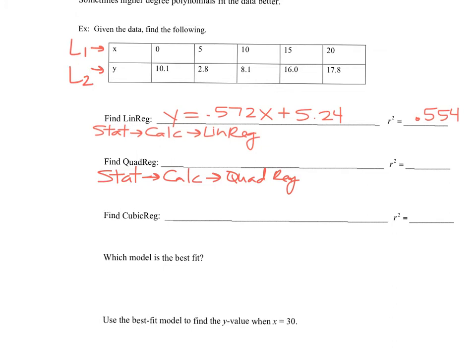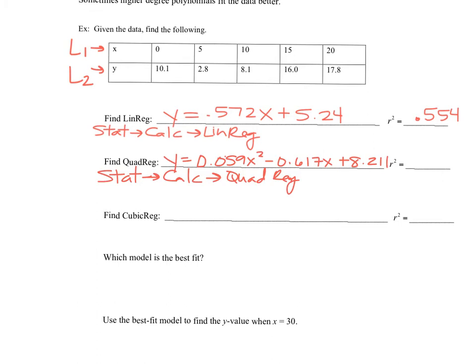Don't store it. You don't need to store it because we're not actually going to graph it. So this is going to be your equation with your A, B, and C plugged in. So that's going to be y equals 0.059 x squared minus 0.617 x plus 8.211. Are you getting those numbers?